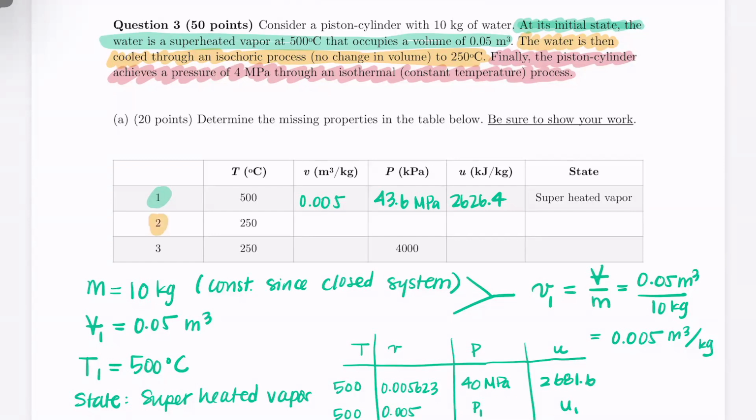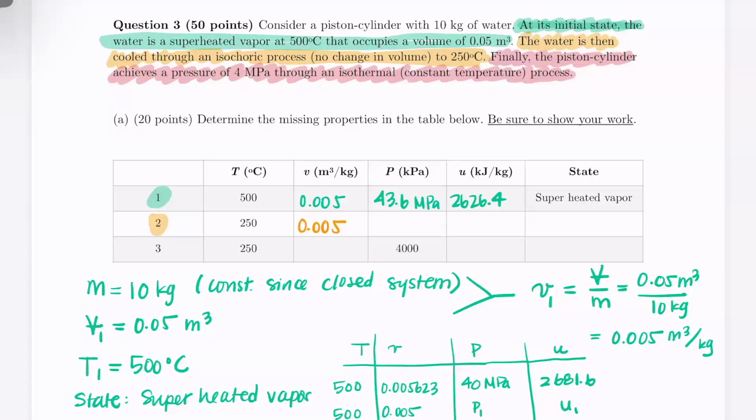So state two is the information in orange. So the water is cooled through an isochoric process to 250 degrees C. So we've got 250 C in our table already. What can we also populate based on what that statement says? Yeah, specific volume has to stay the same because the volume stays the same when there's an isochoric process. It means no change in volume. It's a closed system, so m is also the same, so specific volume stays the same as well. So we have 0.005.